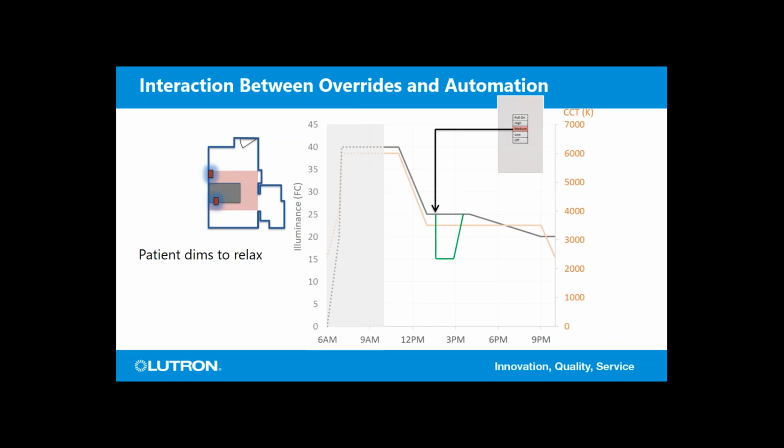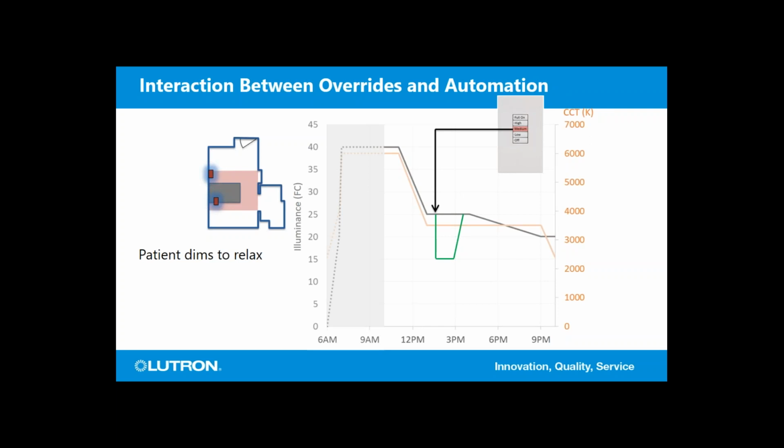But in the middle of the afternoon, you see there, maybe around 1:30, the patient wants to dim the lights to be able to relax. So they hit the medium button, and you can see there that we know the lights are going to go down to, in this instance, about 15 foot-candles. But what happens after that? How long does that green bar extend to the right? So is it an hour and a half? Is it 2 hours? Is it 1 hour? What is that override duration?